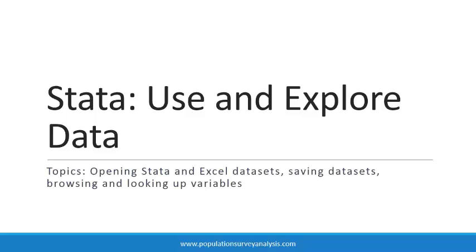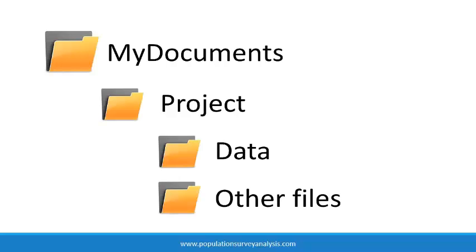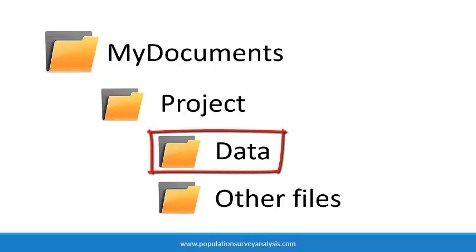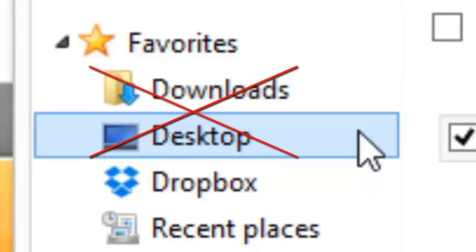Most data that we use in population survey data analysis are already saved as Stata Datasets, DTA, or other tabular formats including Excel, database format, DBF, or comma-separated variables, CSV. Before opening any dataset in Stata, be sure to save it in a logical place on your computer, for example, with your project files in a folder called Data. Do not open data from your Downloads folder or desktop. It leads to confusion later on.